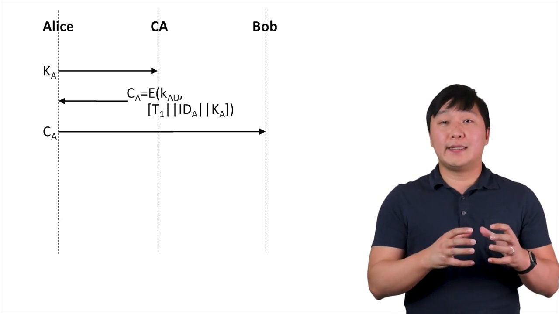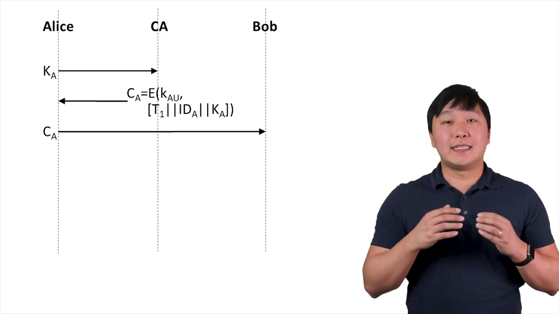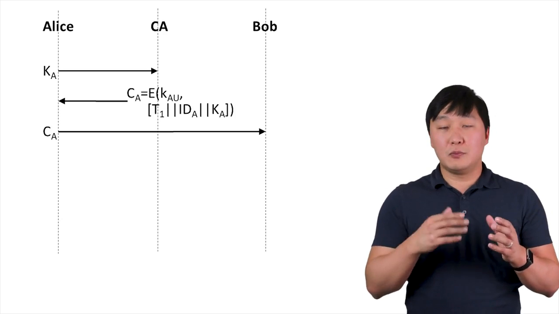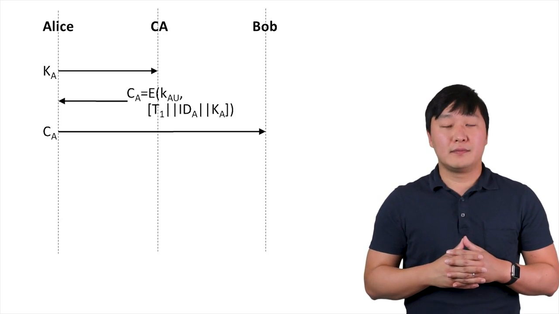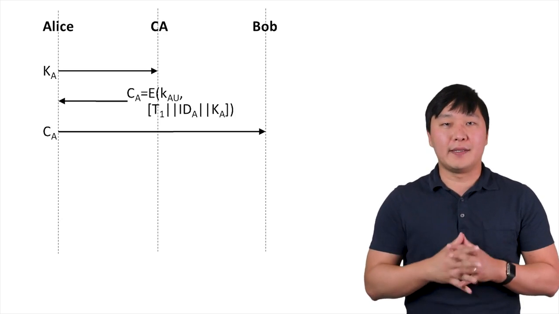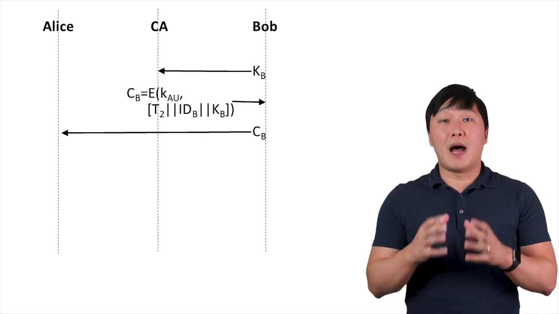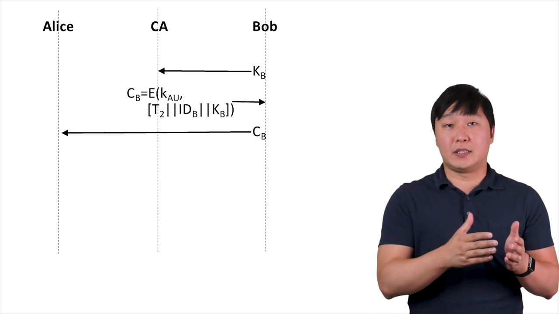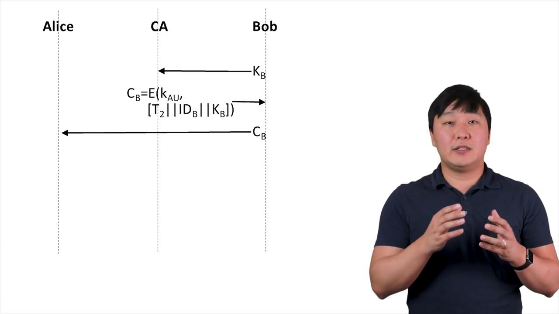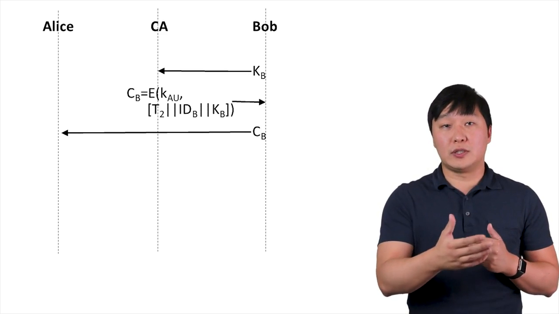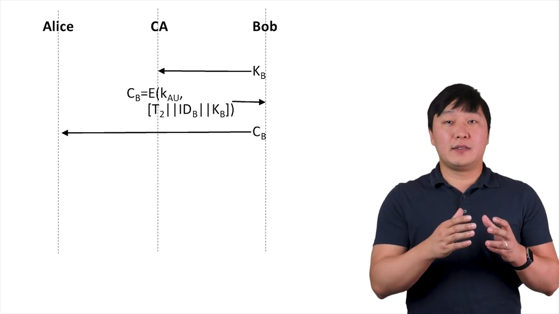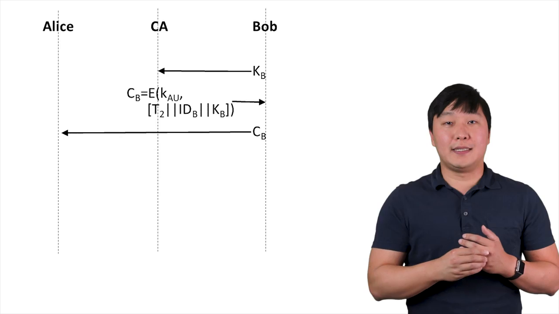Alice can now take this certificate C-sub-A and share it with anybody whom she wants to communicate with, for example, Bob in this case. Similarly, Bob can also ask for his certificate C-sub-B to securely share his public key with other users, and then use the certificate to distribute his public key.